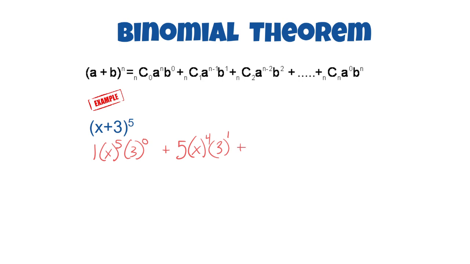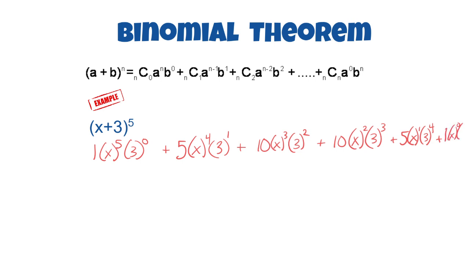Plus, the next number on Pascal's triangle is a 10. X is going to work its way down, the 3 going to work its way up. Plus, another 10. X is now squared, 3 is now cubed. Plus, next one is a 5. X is now a 1, the 3 is now a 4. Last one is a 1. The x is now to the 0, and the 3 is to the 5th. Okay, so that's my one line of work.